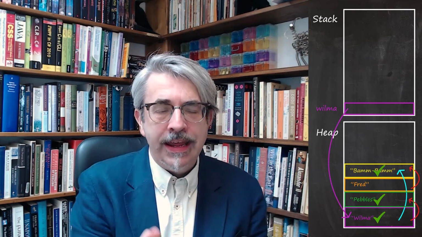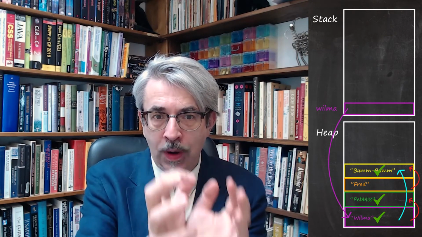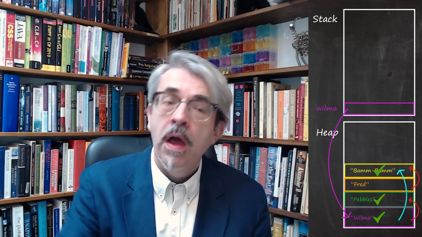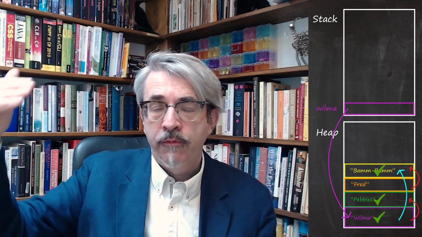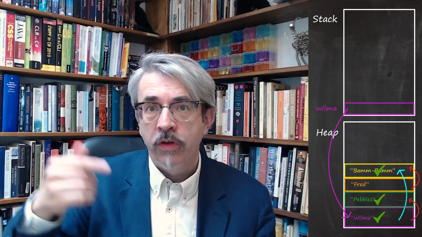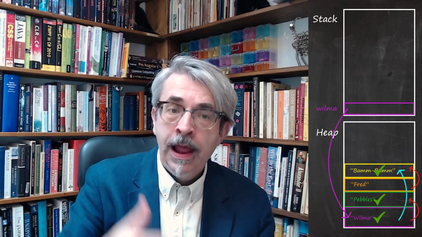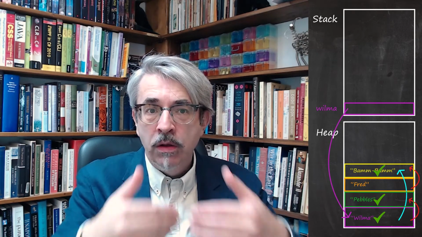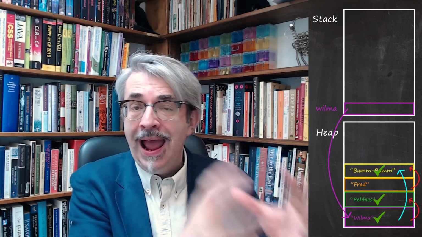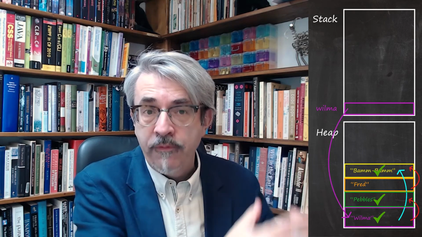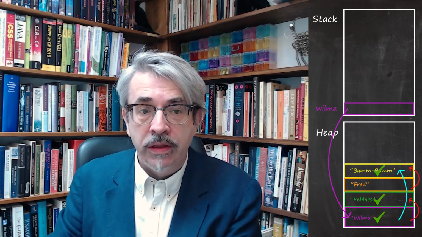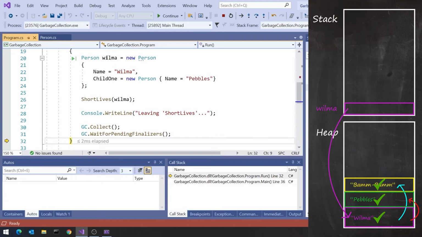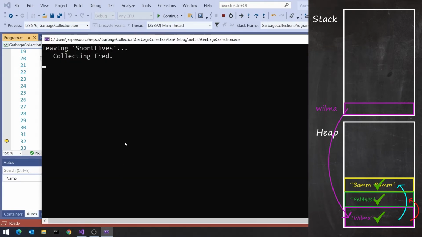And so we can see, when we look at those ticks, that Wilma and everything connected to Wilma all have the ticks to say that they're still alive. Whereas Fred, because Fred's lost the original reference on the stack, doesn't get a tick. And so once we've gone through that phase of marking, then we go through the phase of garbage collection, where anything that's been marked stays alive, and anything that's not been marked, Fred in this case, is garbage collected. Which is why, at that point, we see that we're getting the message collecting Fred.